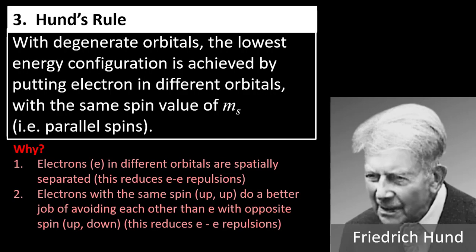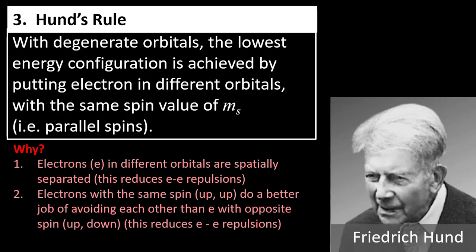The second point concerns the alignment of spins. The motion of electrons in atoms is highly correlated. The electron-electron repulsions mean that they're constantly trying to get away from each other. It turns out that electrons with the same spin, all up for example, do a much better job of avoiding each other than do 2 electrons of opposite spins. So spins parallel is the lower energy solution. Okay, let's get back to the electronic configurations.